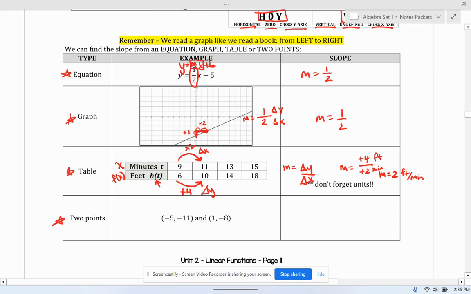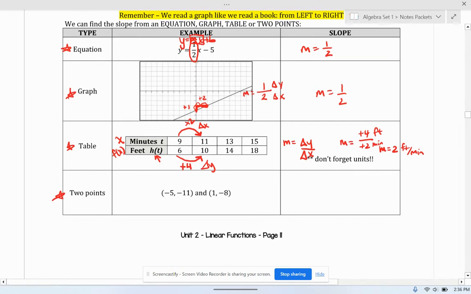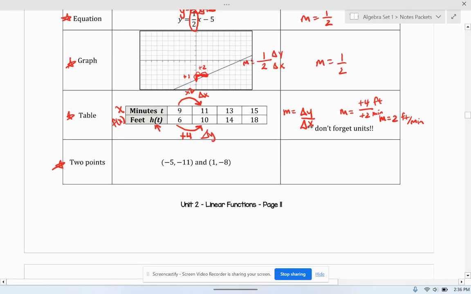Okay, last but not least, 2 points. Whenever I have 2 points, I always just put it into a table. Okay, so this is an x, this is a y or an f of x, this is an x, this is a y or an f of x. I make myself a little handy dandy table. I put the points in.